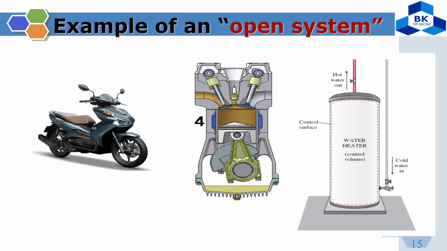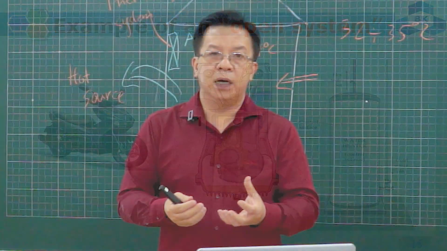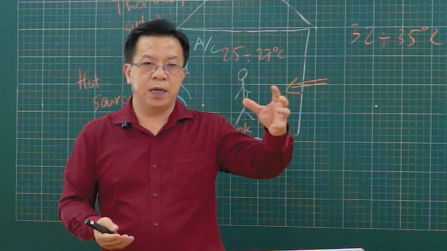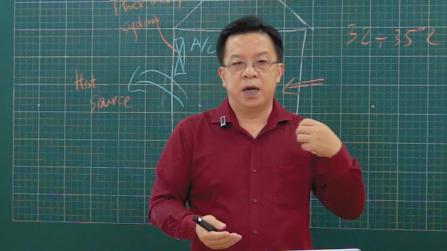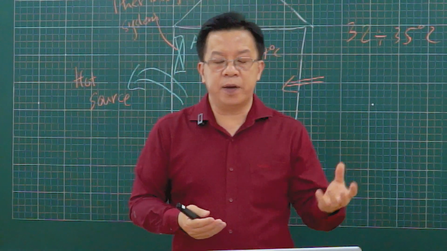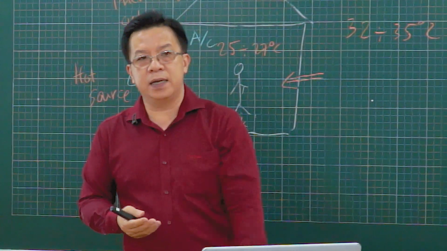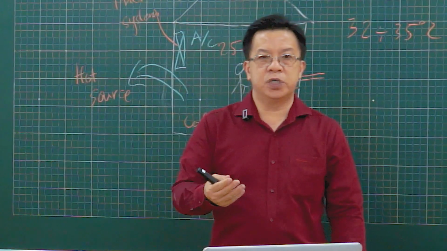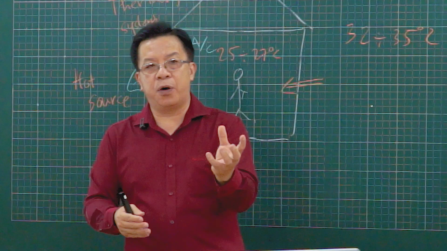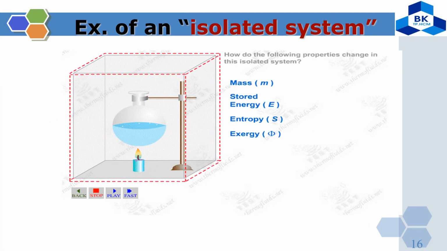Another example is the water heater. We provide heat to heat up the water, to provide hot water, and then the hot water you use for example for a bath, or for cleaning or for cooking. So you put the cold water in the system and you get the hot water out of the system. In this case, the substance, the water itself, goes in and out of the system. So in this case, it is the open system.